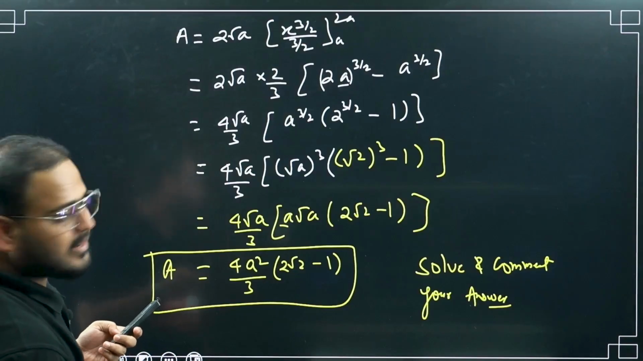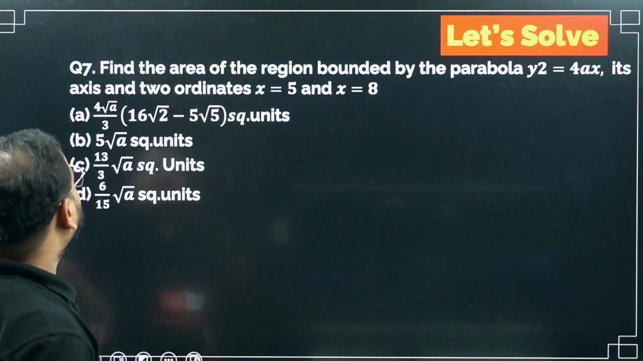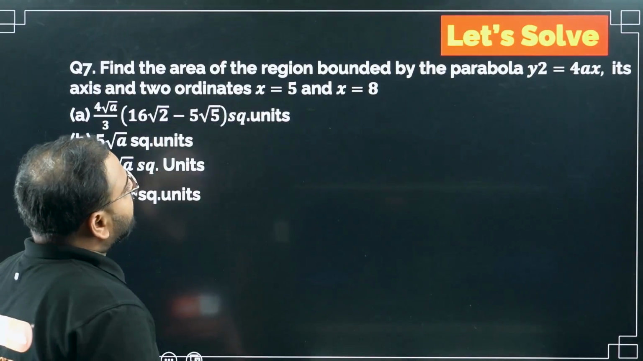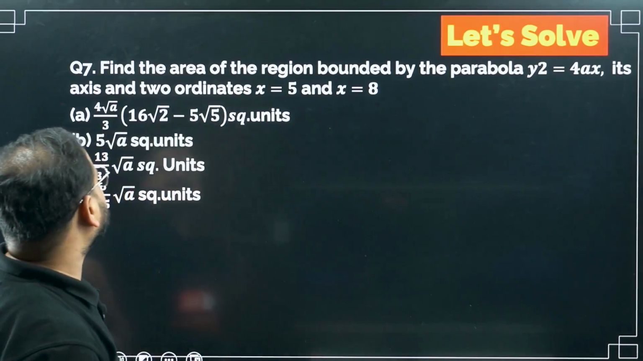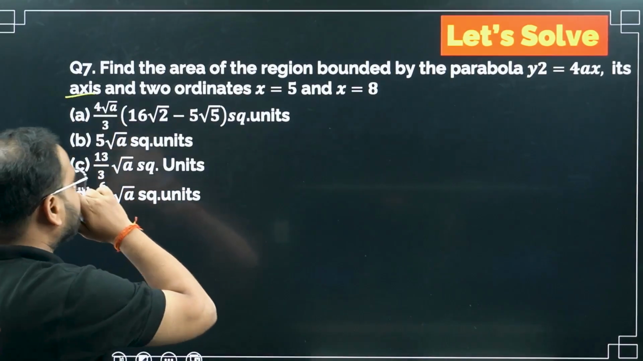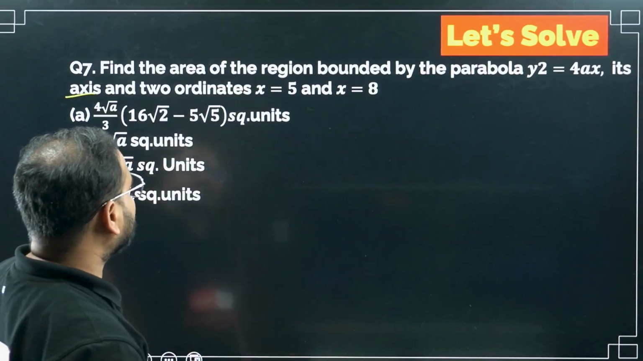I hope this is visible, right? Find the area of the region bounded by the parabola y square equals 4ax, its x-axis. Okay, so axis means both axis, and two ordinates, x equals 5 and x equals 8.